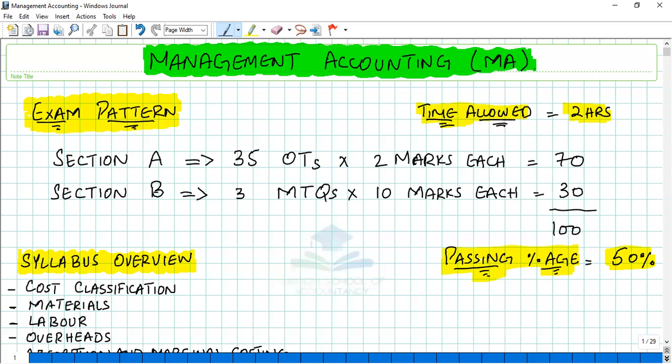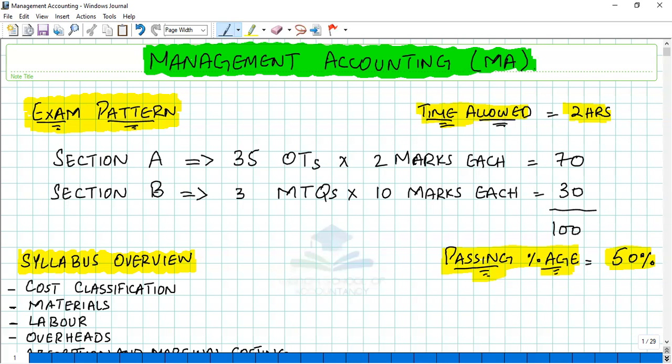Anyways, let's first discuss the exam pattern. In the management accounting exam, there will be two sections, section A and section B. In section A, there will be 35 objective type questions, and each question will carry 2 marks. So section A will be of total 70 marks. Then there is section B, in which you will be tested with 3 multitask questions, and each question will carry 10 marks. So the total marks of section B will be 30 and the total exam marks are 100. The passing percentage is 50% and the time allowed for the exam is 2 hours.